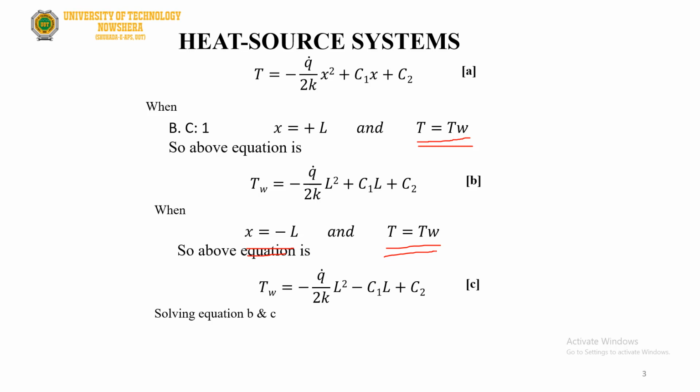Part 1 is when x is equal to plus L, temperature is Tw. Part 2 is when x is equal to minus L, temperature is Tw. So using boundary condition number 1 for the first part and the second part, we can find the value of arbitrary constant C1, which is equal to 0. Remember, you can subtract equation B from equation C. You can also get arbitrary constant C1.